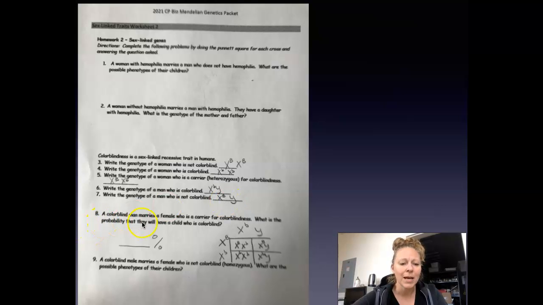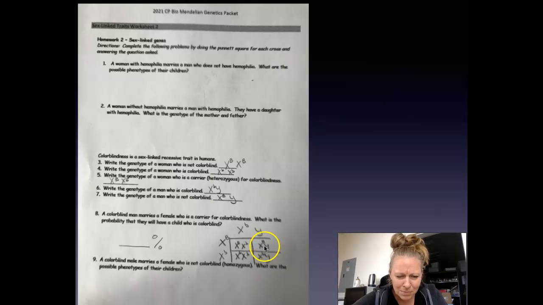And so if a colorblind man marries, so we have a colorblind man here, marries a female who is a carrier or heterozygous, so big B, little b, what is the probability that they will have a child who is colorblind? So this female child is a carrier. This male child has color blindness. This female child has color blindness. And this male child has color blindness.